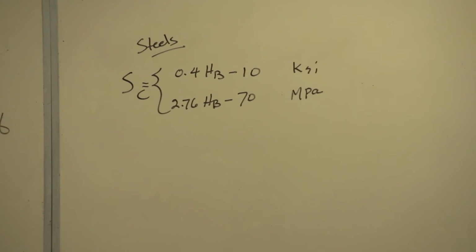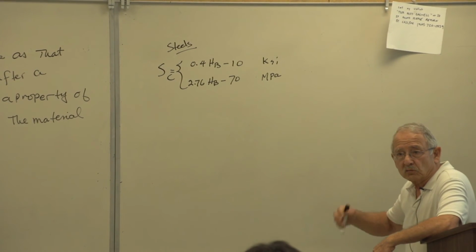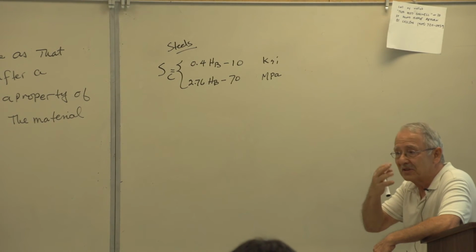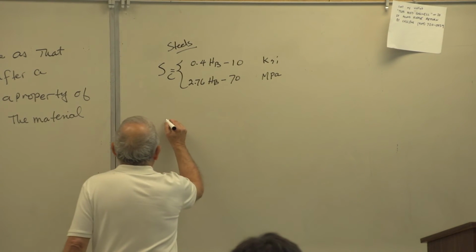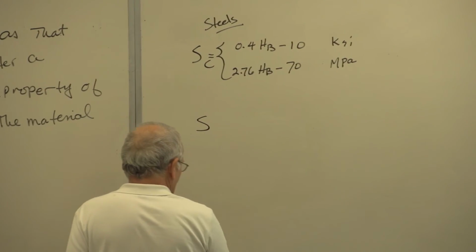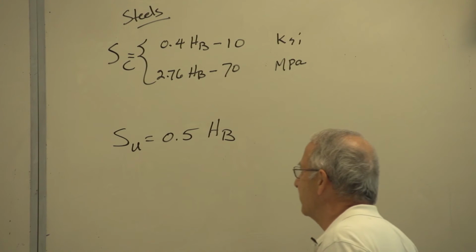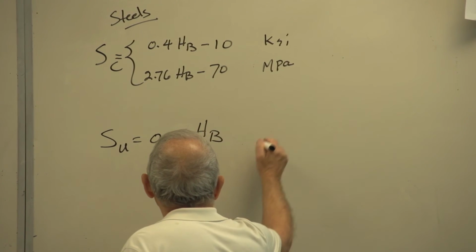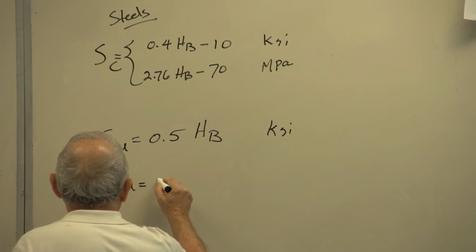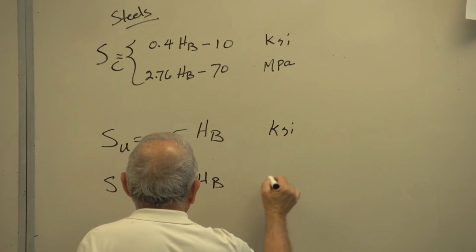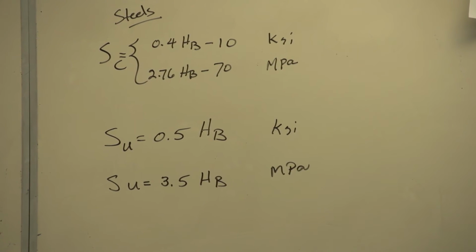And if you know your material, you can either find its Brinell hardness from a table, or if you don't have a table of Brinell hardness, but you do have the tensile strength of the material, steels again, there's this approximation that SU equals 0.5 HB in KSI, and SU equals 3.5 HB in MPa. These are in your book on page 52, I believe.